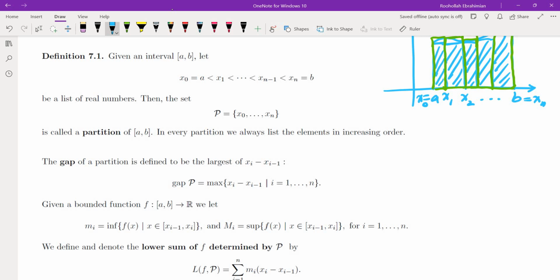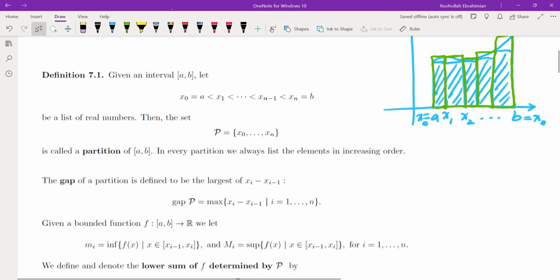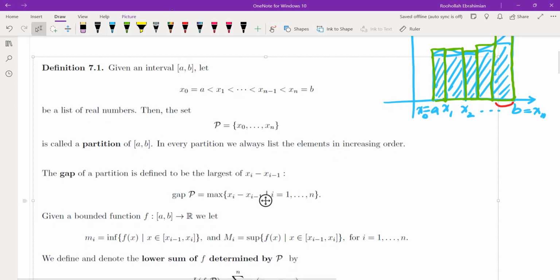In every partition, we always list the elements in increasing order. The gap of a partition is defined to be the largest of xi minus xi minus 1. So in the partition on the right, this is the gap of the partition. At least it looks like it is the gap of the partition. It's the largest of these lengths. And what I would like to do eventually is to make sure that this gap is very small. Or in fact, I would like to allow the gap to go to 0.